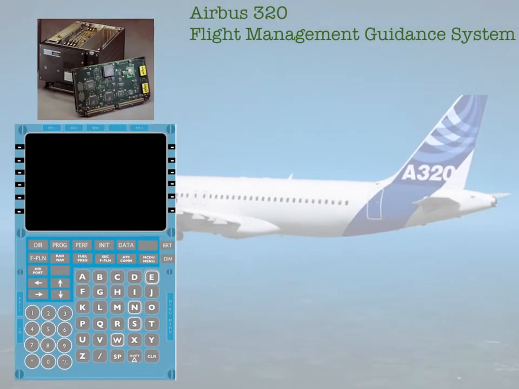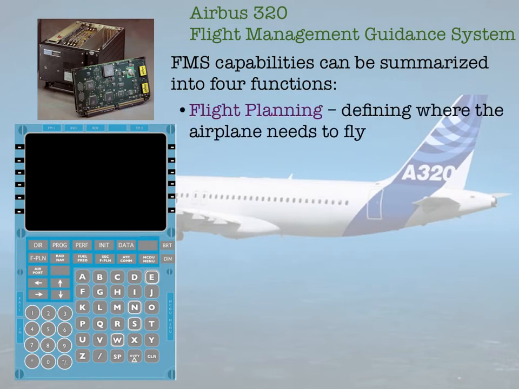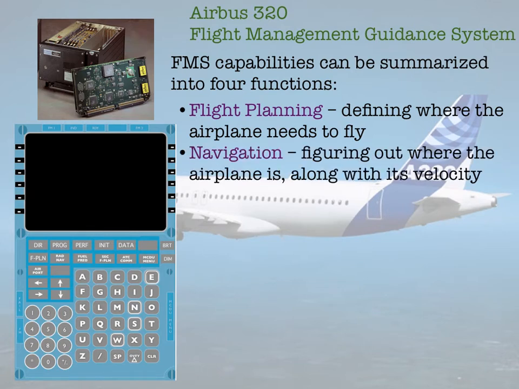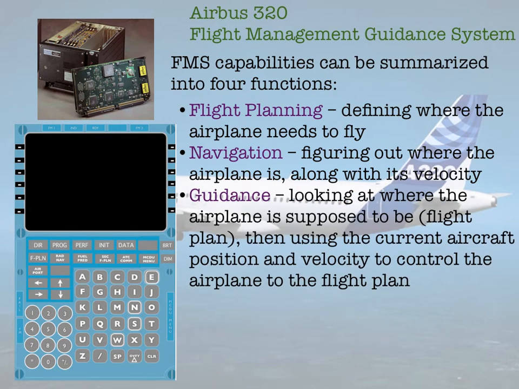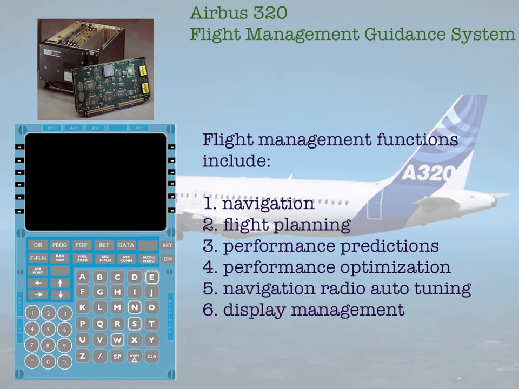The capabilities of the FMS can be summarized into four functions: flight planning, defining where the airplane needs to fly; navigation, figuring out where the airplane is, along with its velocity; guidance, looking at where the airplane is supposed to be, the flight plan, then using the current aircraft position and velocity to control the airplane to the flight plan; and performance, calculating the optimum trajectory for the aircraft to fly, and providing predictions for all the waypoints in the flight plan. These are the functions of the FMS.